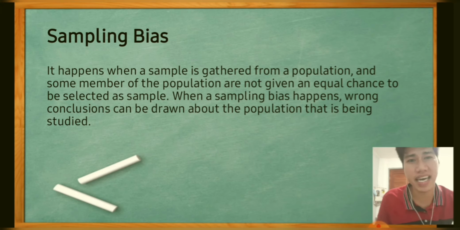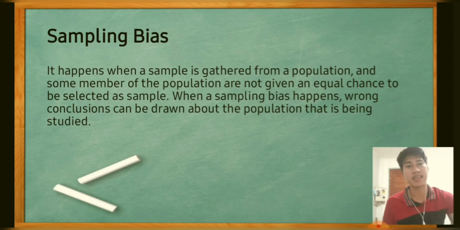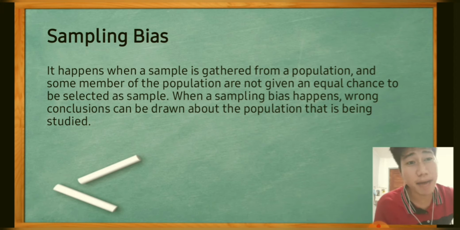Okay, so sampling bias. It happens when a sample is gathered from the population and some members of the population are not given an equal chance to be selected as sample. When sampling bias happens, a wrong conclusion can be drawn about the population that is being studied. So, sampling bias means that there is no chance that each individual or member of the group will be selected. For example, I only get people I know. So, there's a big chance that your conclusion will be false.